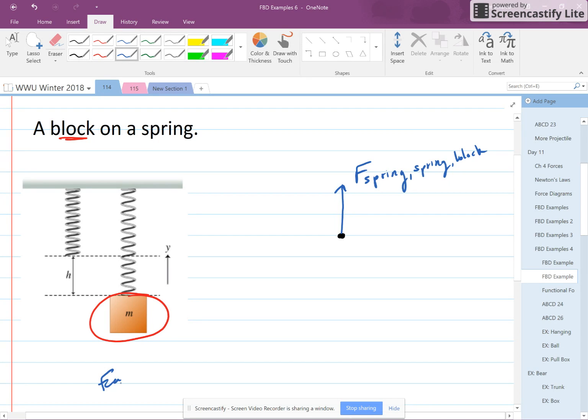But presumably the earth is somewhere down here below that block. And so we should also have an F grav from the earth on the block. Just based from the picture, it's a little hard to clearly establish relative lengths of these two forces.